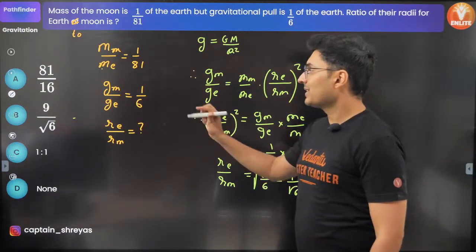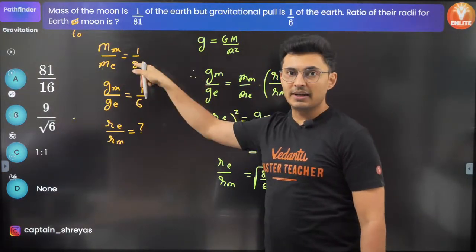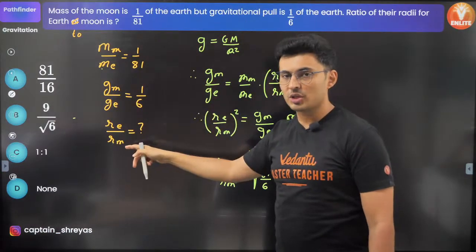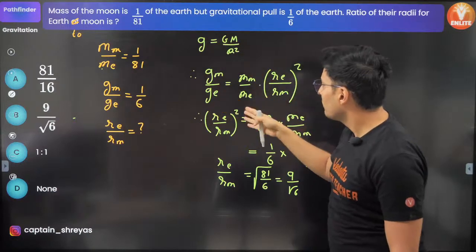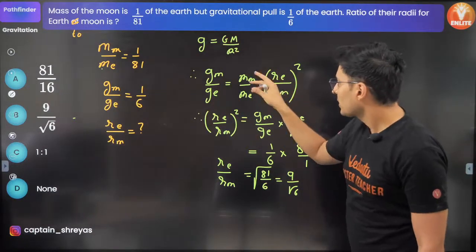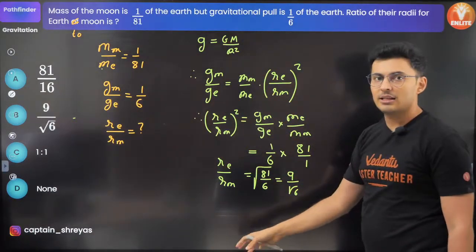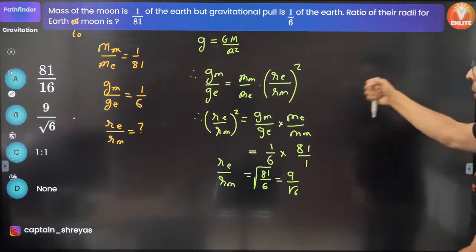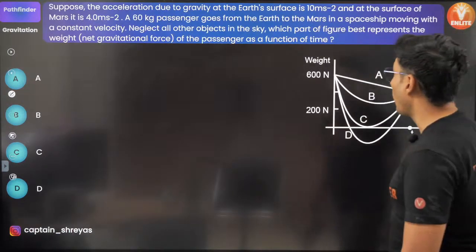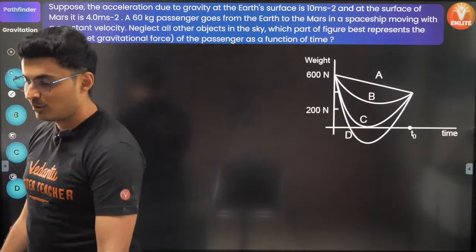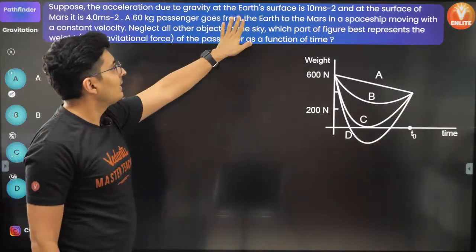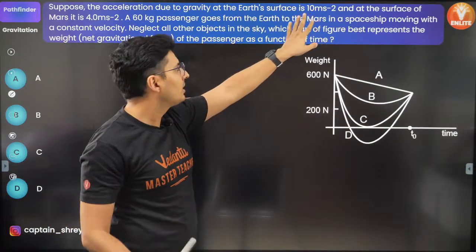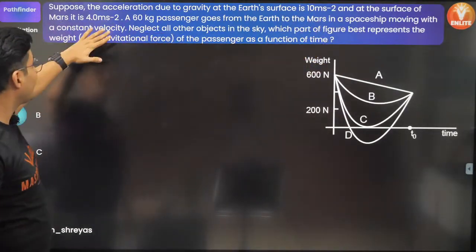Yeah. So what was needed? You need to know what is given in the ratio, what is asked in the ratio. Need to know the acceleration due to gravity formula. Just divide it. Many things like G got cancelled, and it's just manipulating this algebraic equation. Let's move on to the next one. Wow, what is this? Crazy. Suppose acceleration due to gravity on the Earth's surface is 10, for example, and on the surface of Mars is 4.